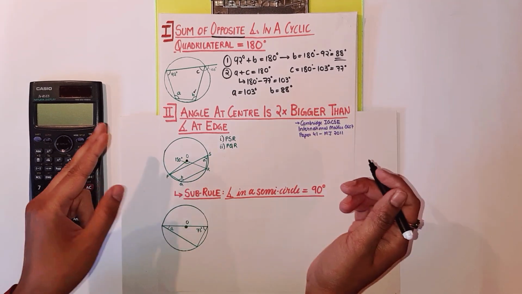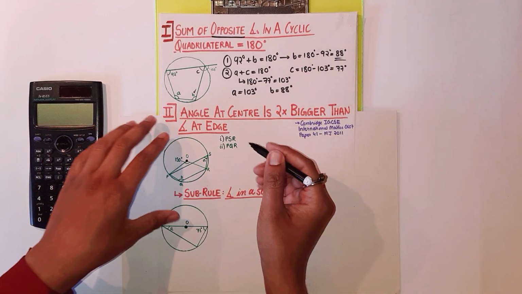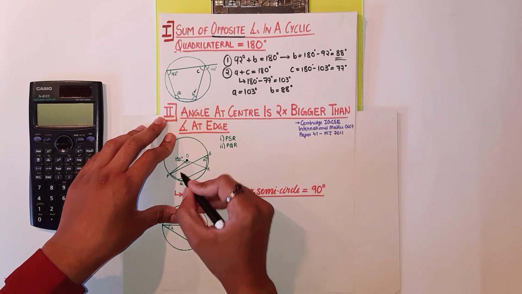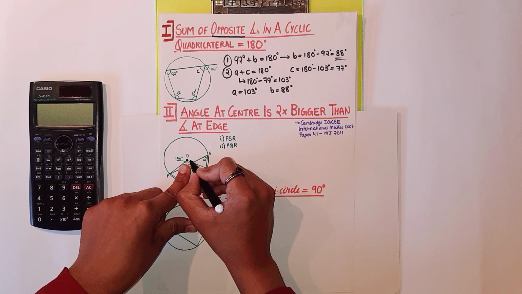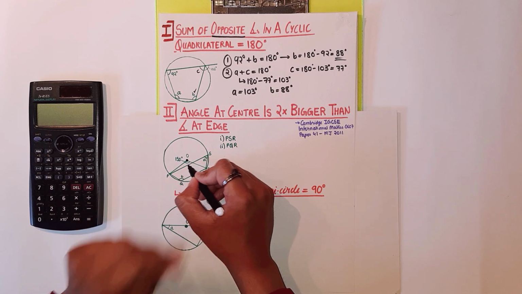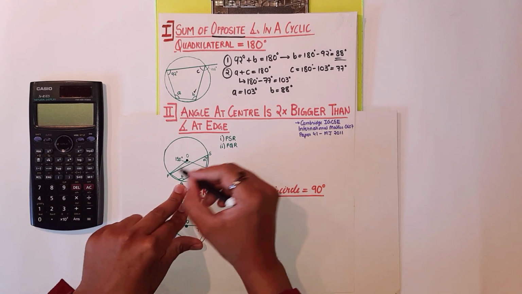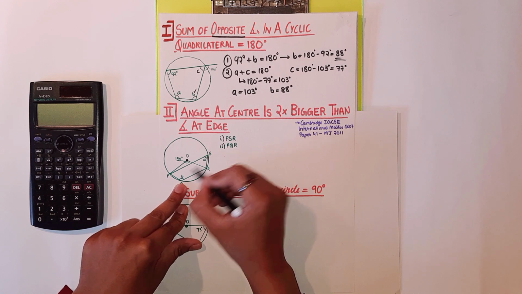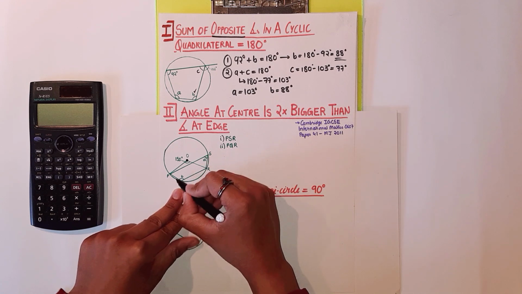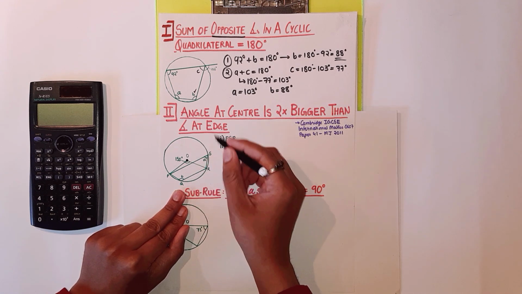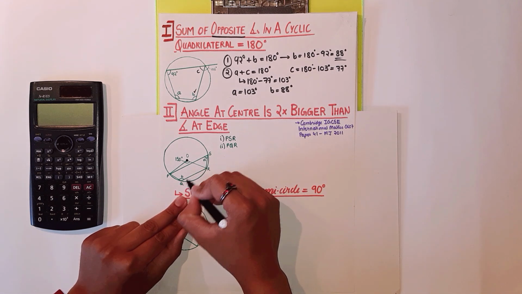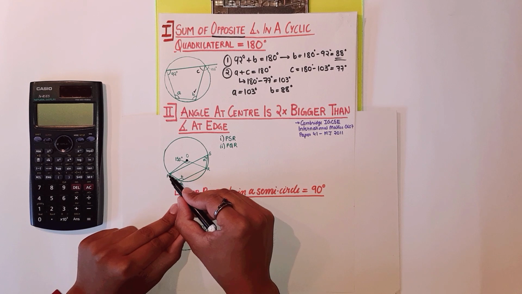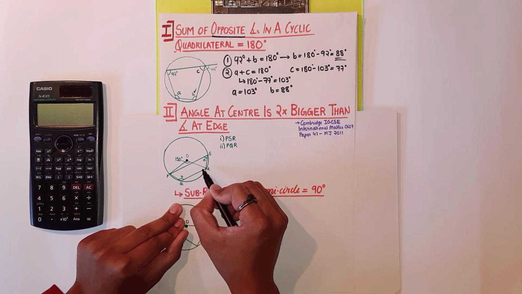So yeah, let's just dive into this example. We're given a circle. We're also given the center of the circle and the angle at the center of the circle. And we have a couple of angles which we need to find out, which are located at the circumference of the circle. So that is angle A and angle B, or we can say PSR or PQR.